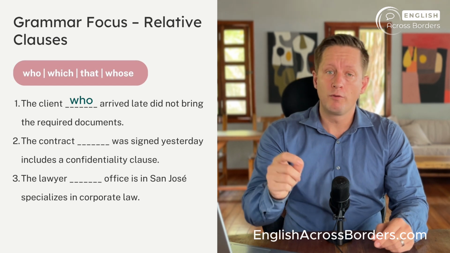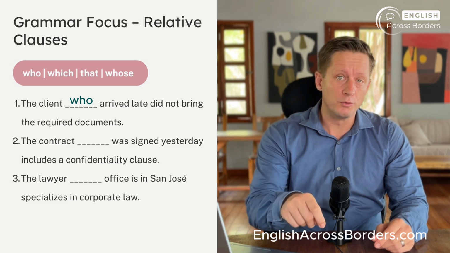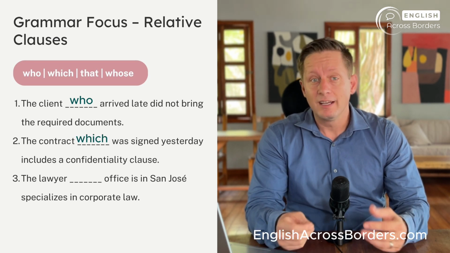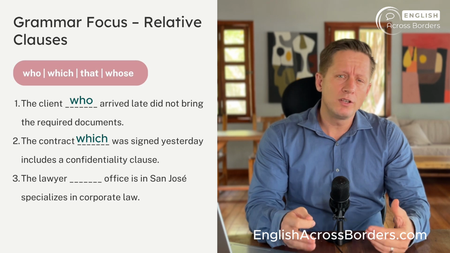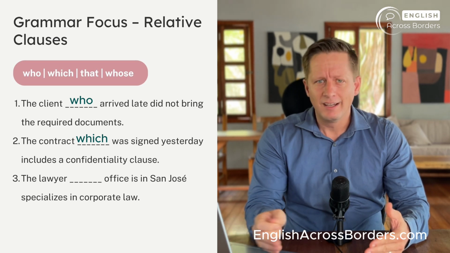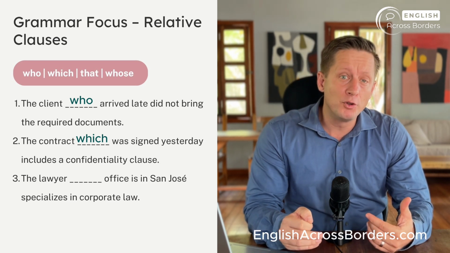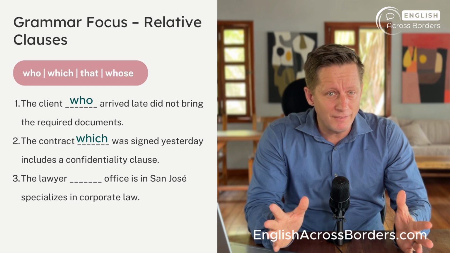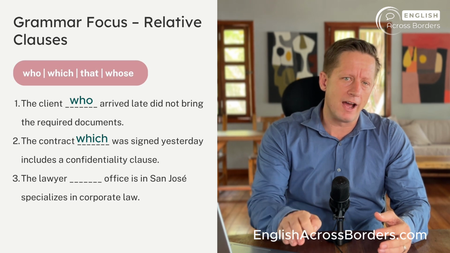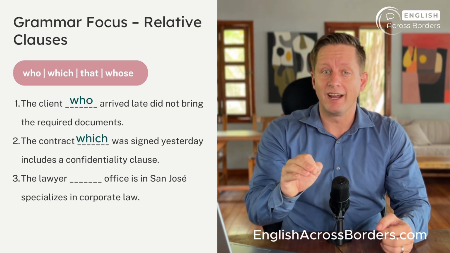Remember, we use who for people, which for things, that for people or things in defining clauses, and whose to show possession. So when you say the contract which was signed yesterday includes a confidentiality clause, you're using a relative clause that begins with which. That little phrase, which was signed yesterday, tells us exactly which contract we're talking about. In corporate law, you might have multiple agreements, and so being specific, using a clause like which was signed yesterday, helps everyone stay clear on the facts. This is what we call a defining relative clause. It gives essential information that identifies the subject.